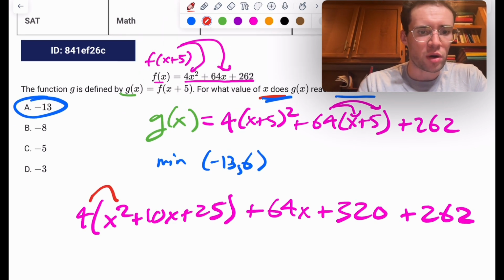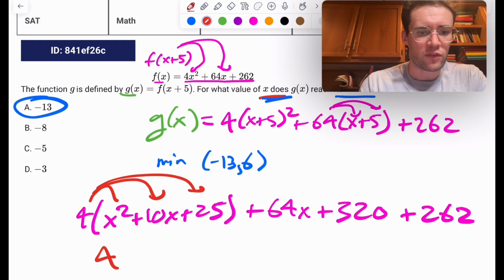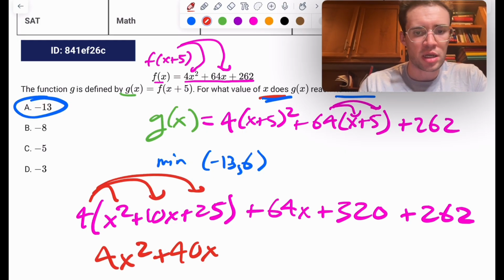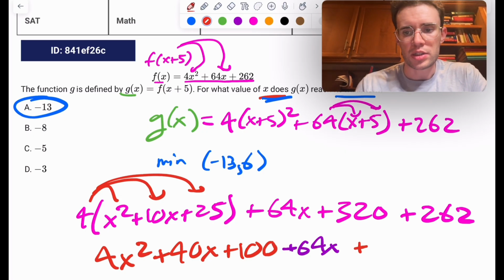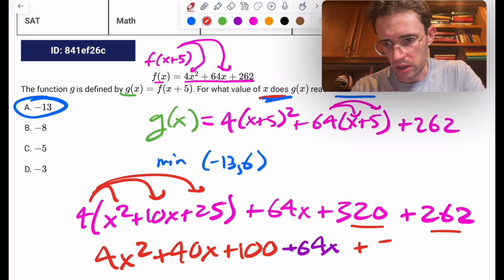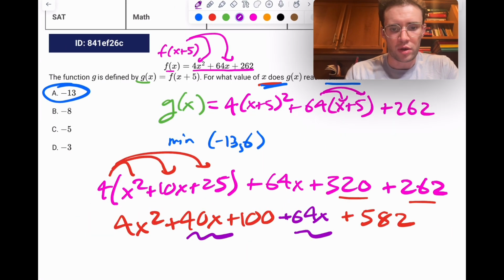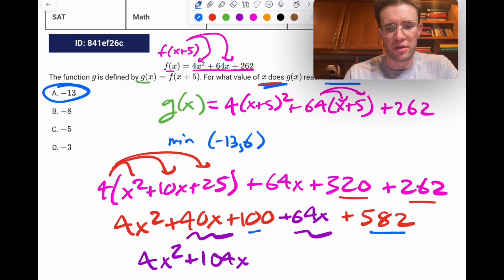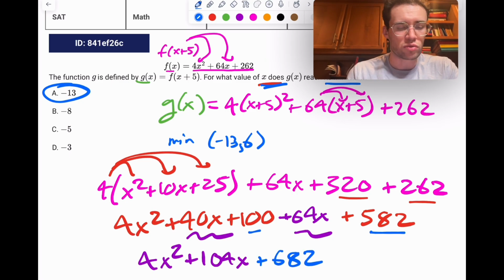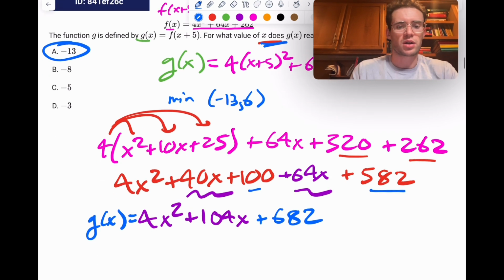And now I have to distribute the 4 to all of these. Gives me 4x squared plus 40x plus 100, plus 64x plus 320 plus 262. I can just combine those right now: that is 582. Okay, now we still have some stuff to combine. So 40x plus 64x is 104x. So you have 4x squared plus 104x, and then 100 plus 582 is 682. Okay, so that's what g of x is equal to. g of x is equal to 4x squared plus 104x plus 682.